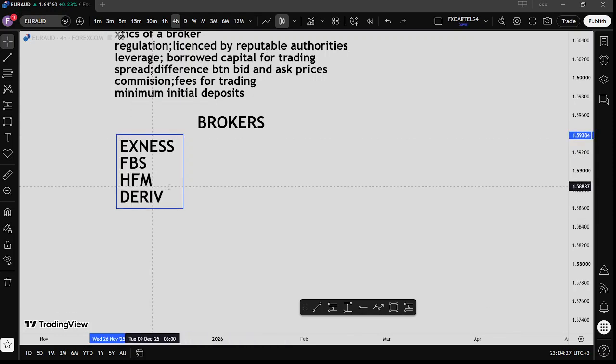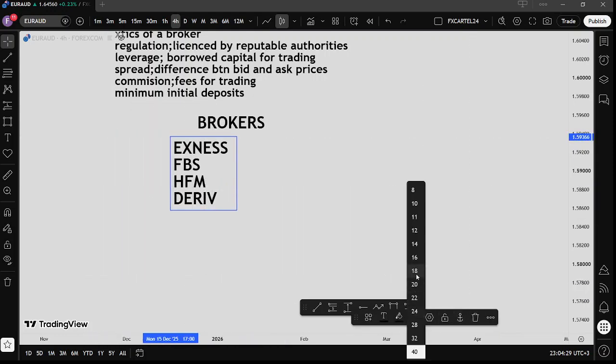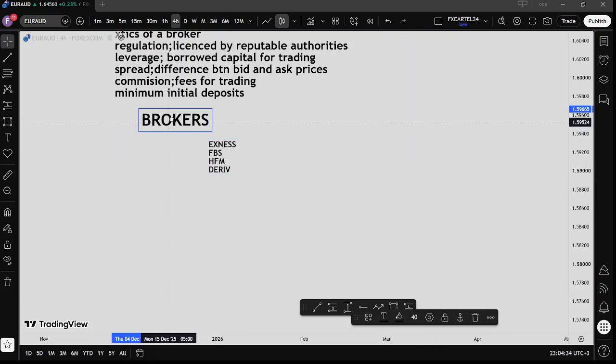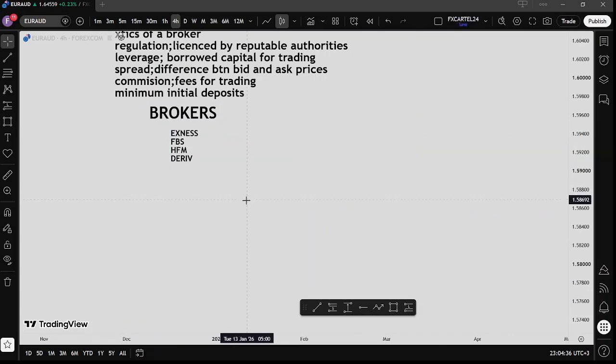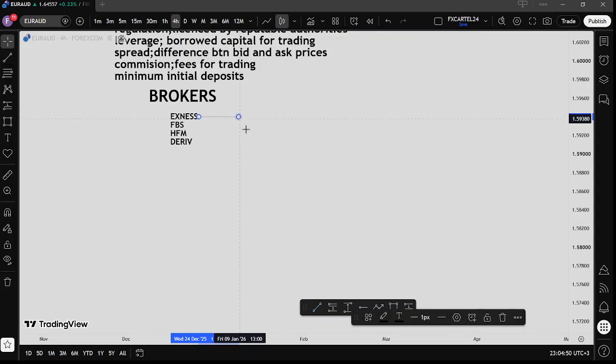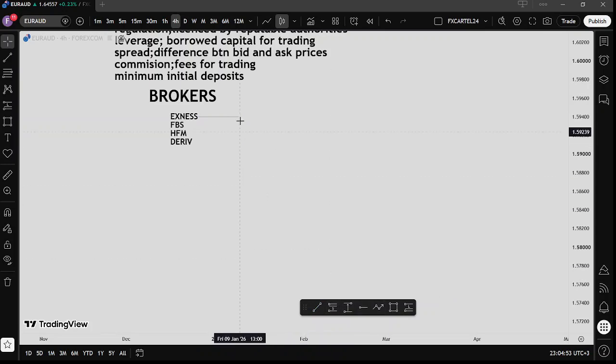So for us, we can stick onto these ones. We don't need to understand all. Though they are very many out there, we shall first deal with these: XNS, FBS, HFM, Deriv. But now, since you've just joined the industry, we are going to first focus on XNS.